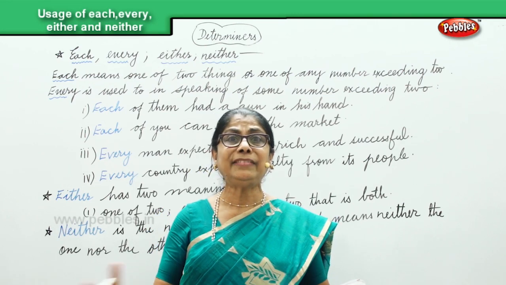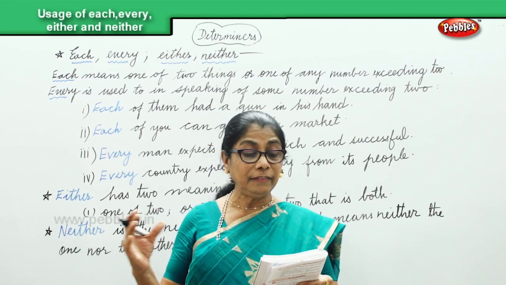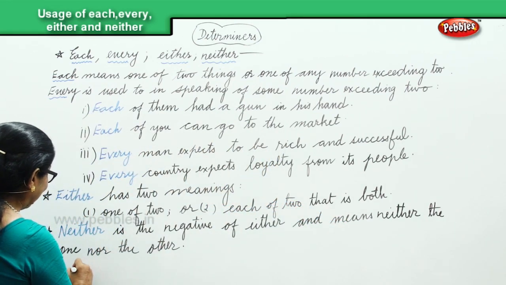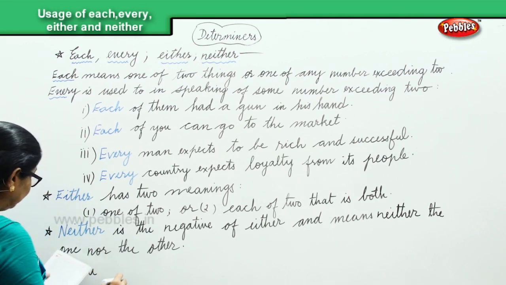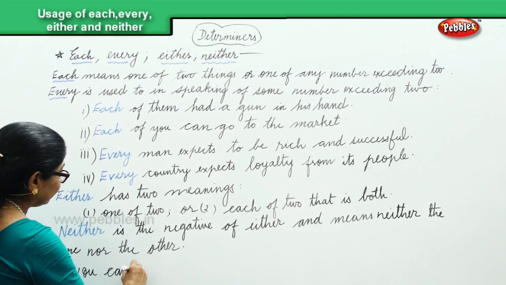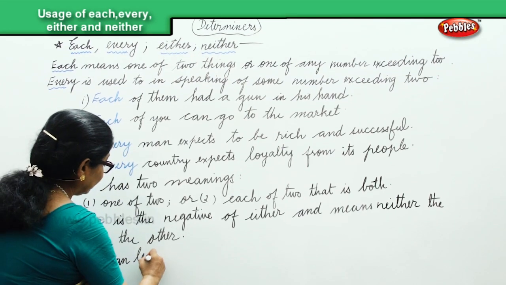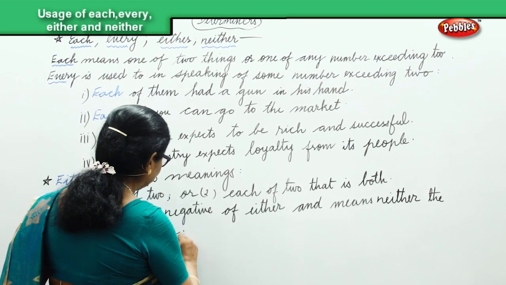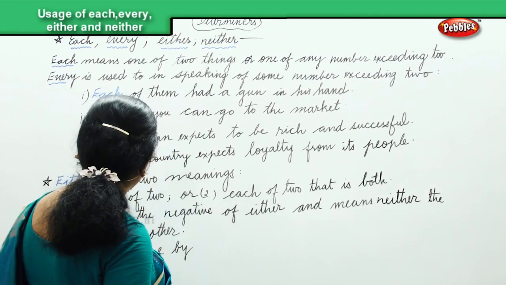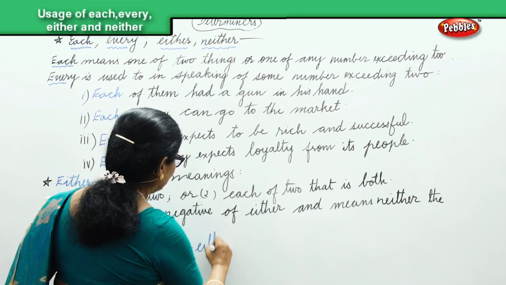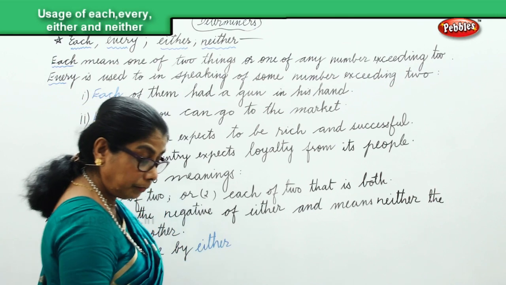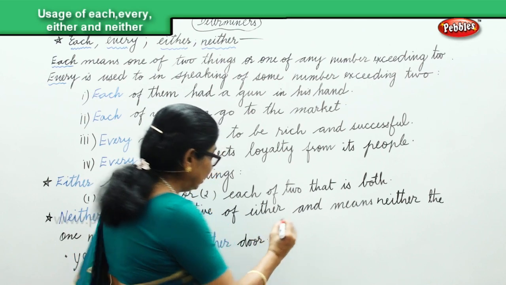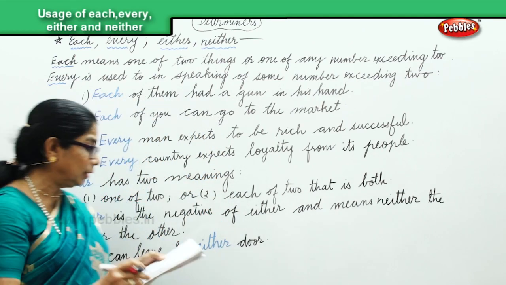You would say, you can leave by either door. For example, you will say, you can leave by either door. Okay? What is the meaning of that? When you say either door, you mean by one door or the other.